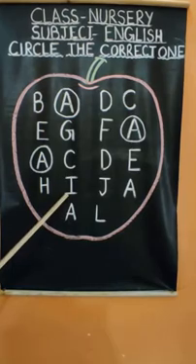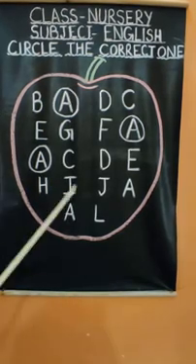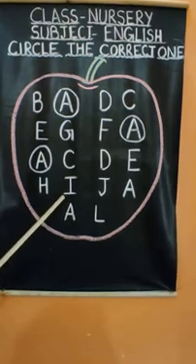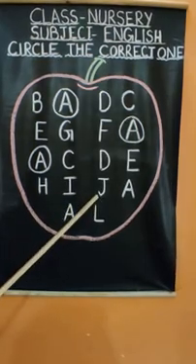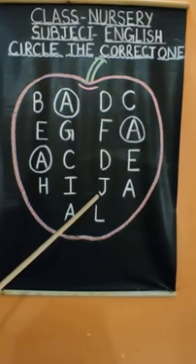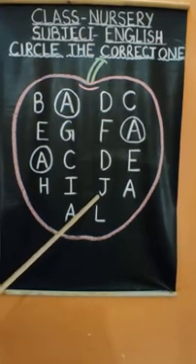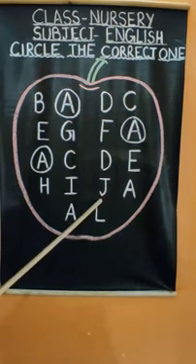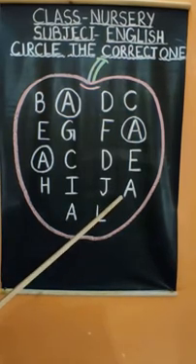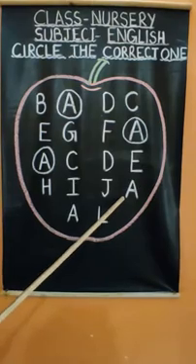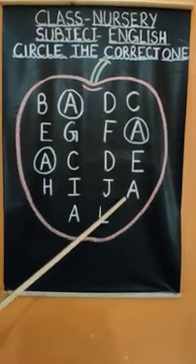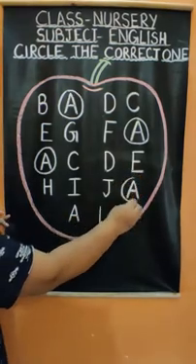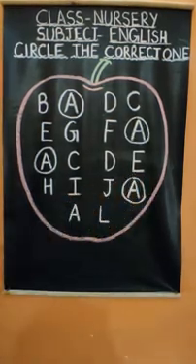Which alphabet is this? I. Is this an ice cream? No, this is not an ice cream. So we will not circle I. Which alphabet is this? J for jug. Is this a jug? No, so we will not circle J. And which alphabet is this? A. Yes, we will circle alphabet A because this is the figure of A for apple.